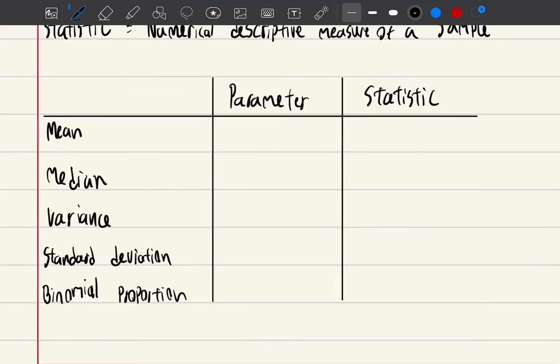So, there's a few symbols that you have to remember about the parameter and statistic. First, mean. The parameter is mu, and the mean for the statistic is x bar. For the median, the parameter is written like this, and for the statistic, we can write a small m.